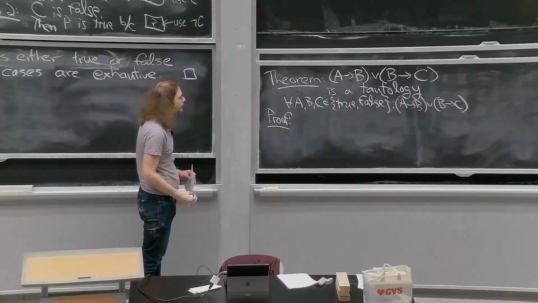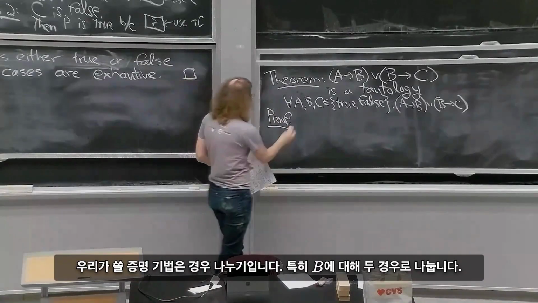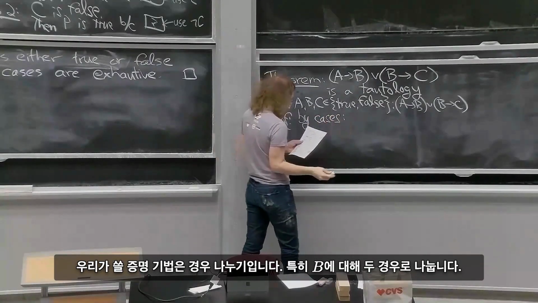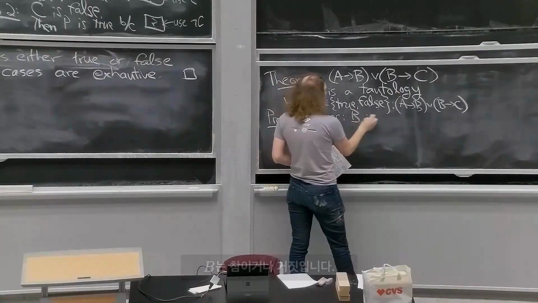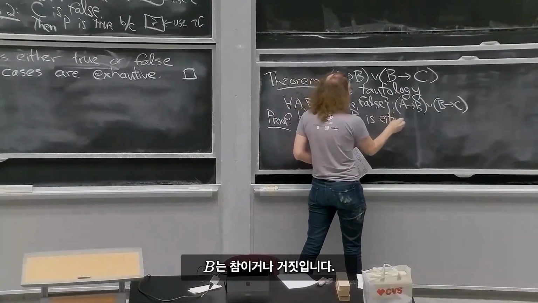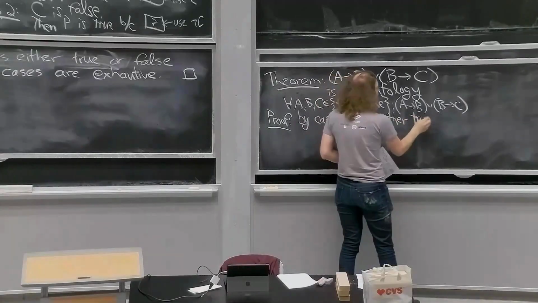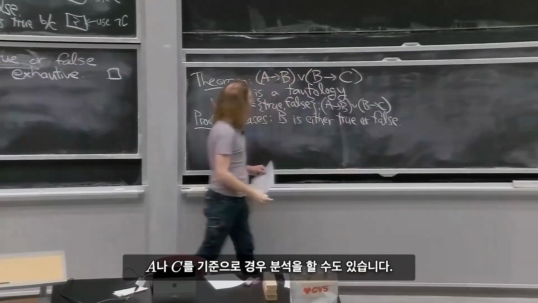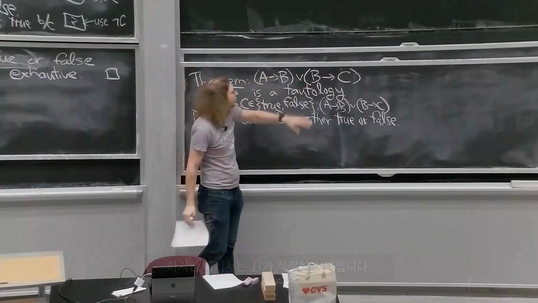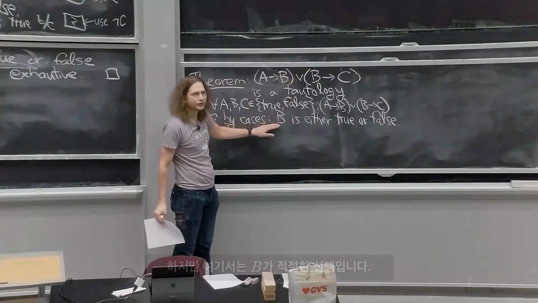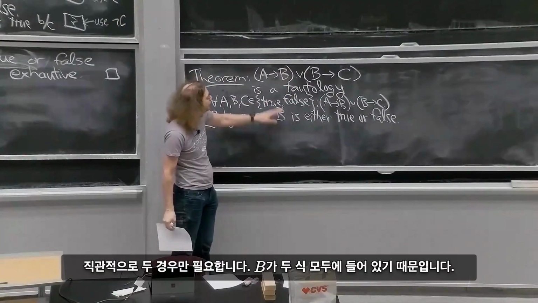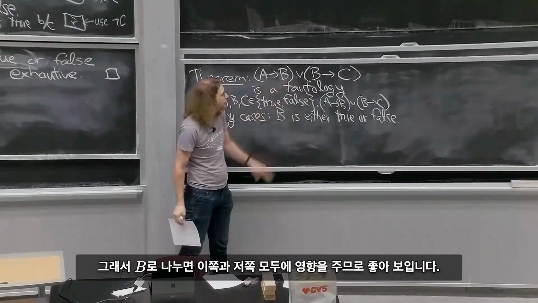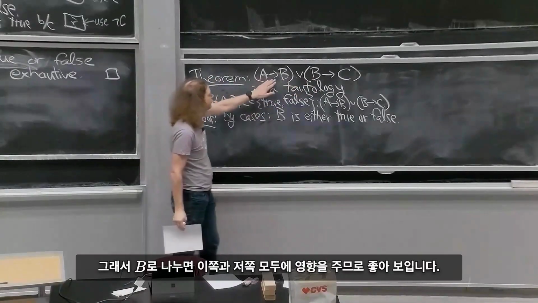Let's prove it. And the proof technique we're going to use is two cases, namely on B. B is either true or false. We could try to do a case analysis in terms of A or in terms of C. Turns out B is sort of the right answer here. It will lead to the fewest cases. We'll only need two. Intuitively, because B is in both of these expressions, it seems good to split on B because it will impact this one and this one.